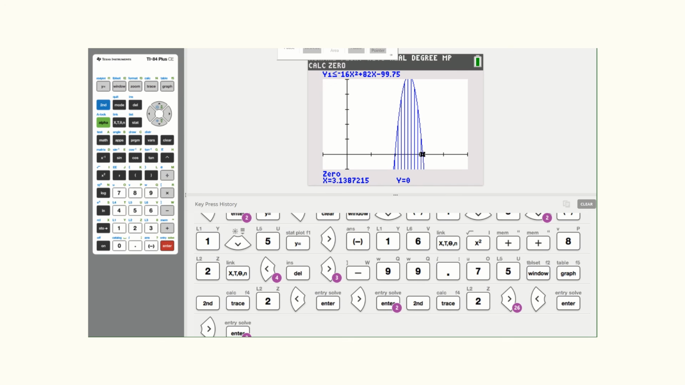That was kind of a fun little problem. It did take me a little while to figure out the window setting. That was the biggest trick. Sometimes you just have to do trial and error and try to figure it out.